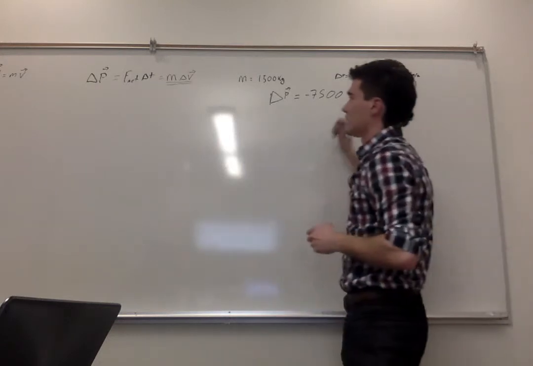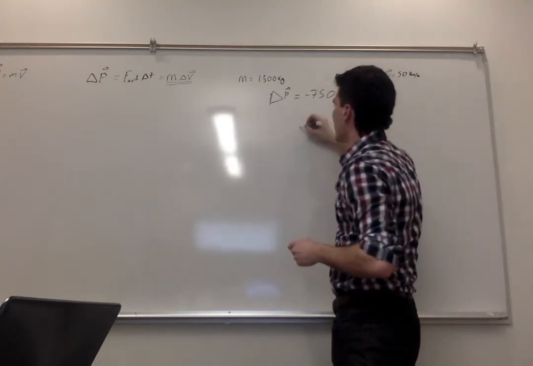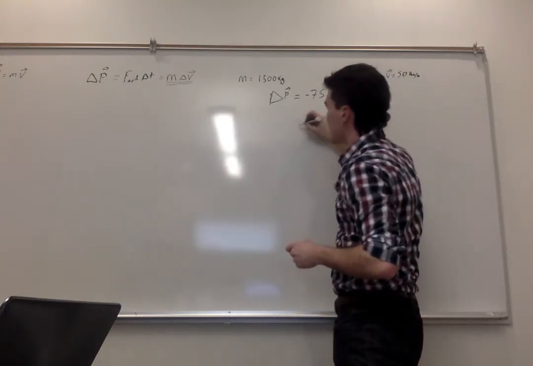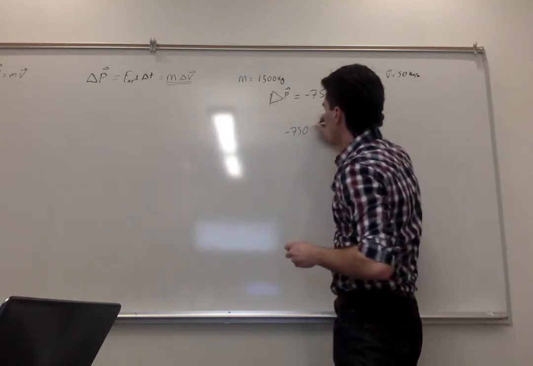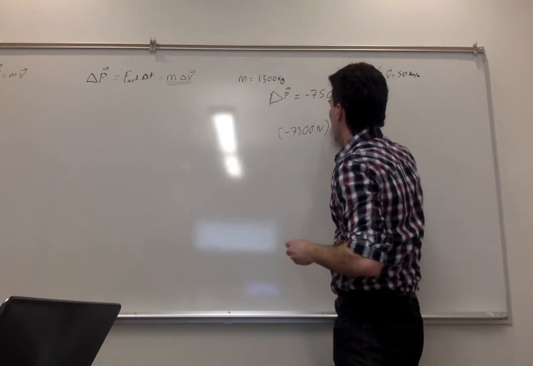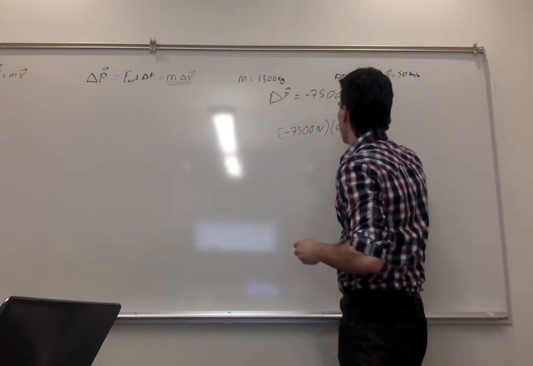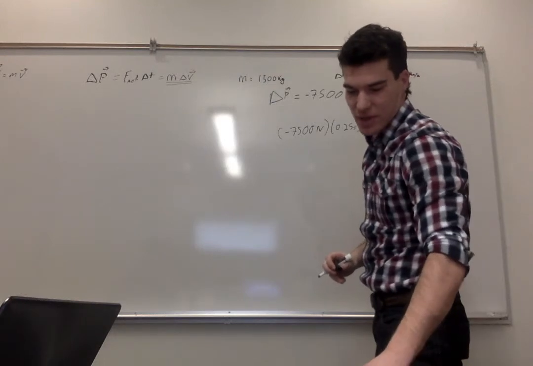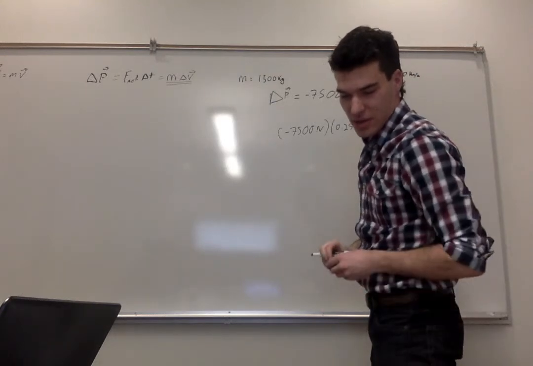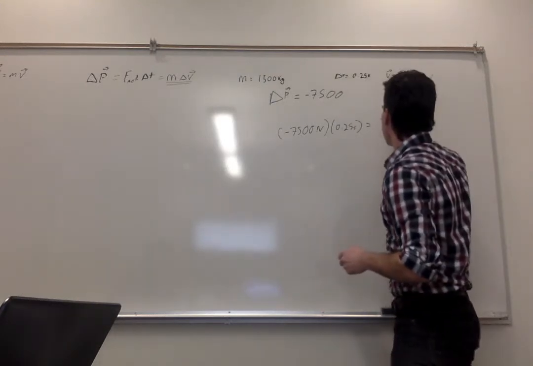So we'll just go through that same calculation again. Our impulse divided by our change in time is going to give us our force net. So negative 7,500 newtons, and then divided by our change in time, which is 0.25 seconds. That will give us a net force of only 30,000 newtons.